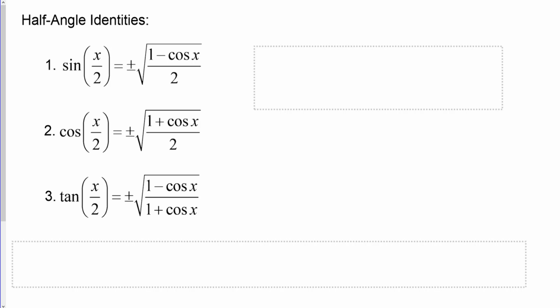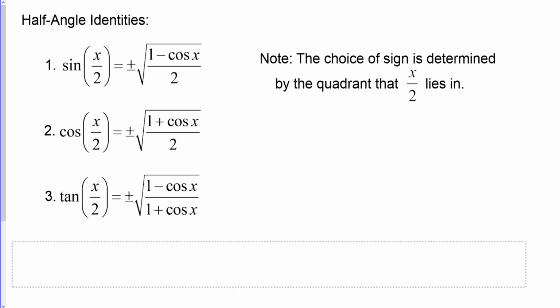Now, these look a little bit strange, but one thing to note is the choice of the sign. Even though it says positive or negative, the choice of the sign is determined by the quadrant that x over 2 lies in. So when you determine what quadrant that angle lies in, then you can choose if it's going to be positive or negative. That's all that's really saying.